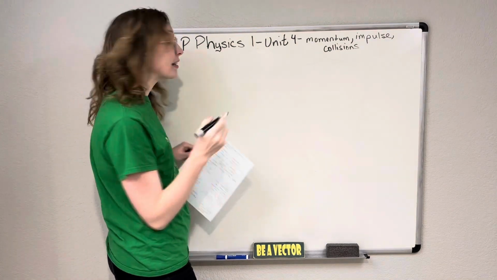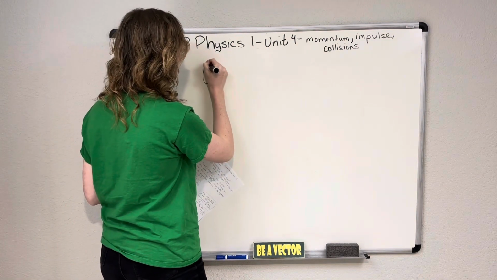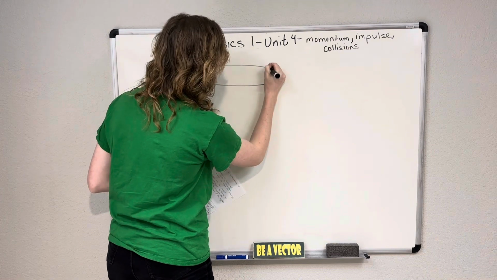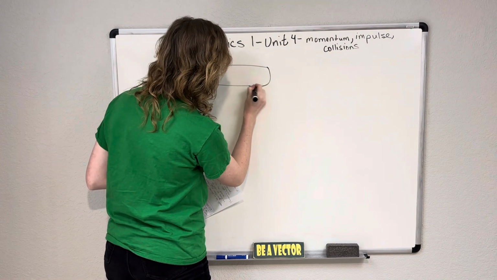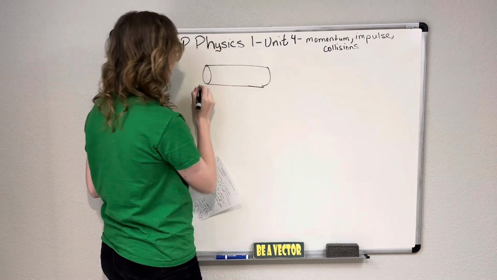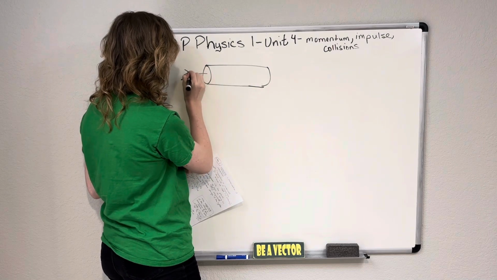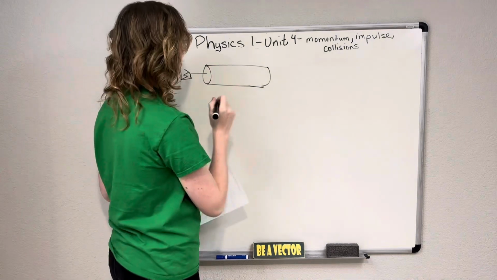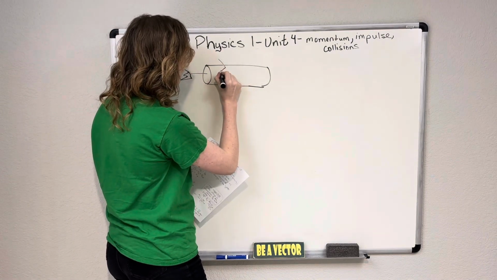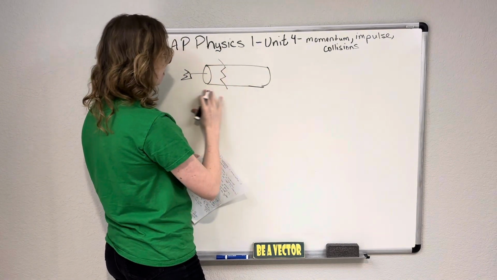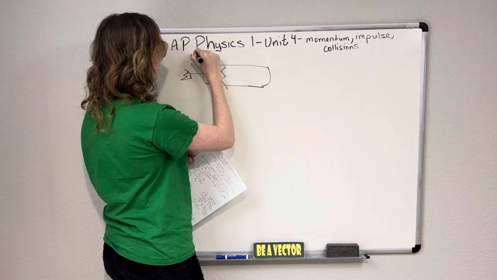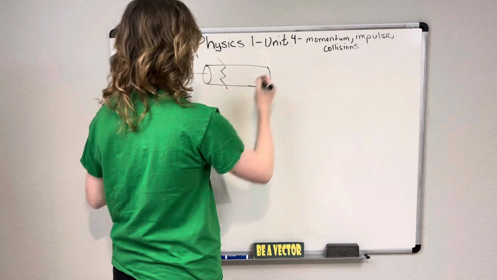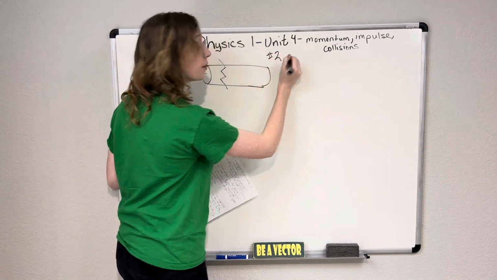So let's say I've got a little firecracker here that I am setting off as part of my New Year's Eve festivities. And this firecracker explodes after I set it off. It lights and it breaks off into two pieces which go flying in opposite directions. This is piece number 1 on the left, and this is piece number 2 on the right.